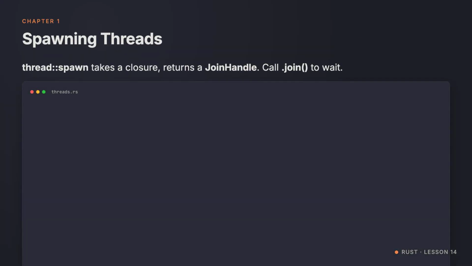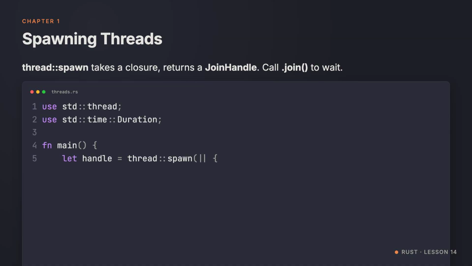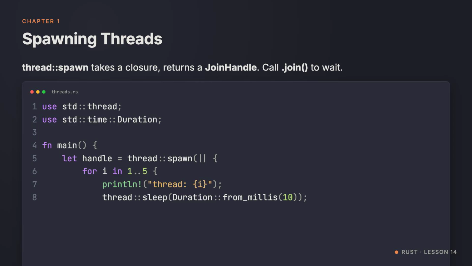Starting a thread in Rust is straightforward. The standard library's thread module provides a function called spawn. You call thread::spawn, pass it a closure, and the closure runs on a new operating system thread in parallel with the rest of your program. Spawn returns a handle, a join handle, that represents the thread. You can use this handle to wait for the thread to finish by calling .join. Join blocks the calling thread until the spawned thread completes and returns whatever value the thread's closure produced.